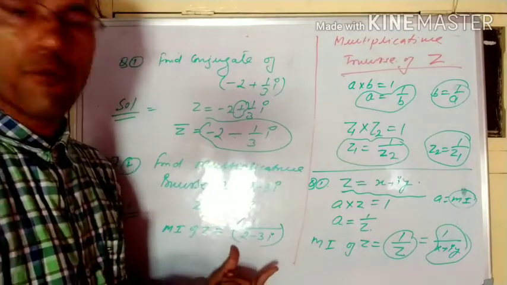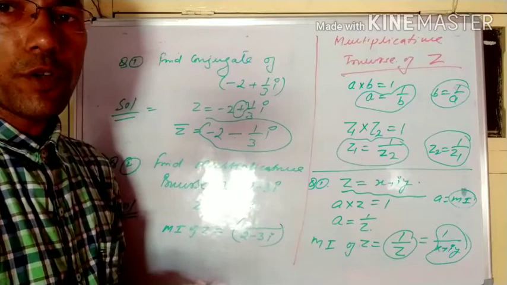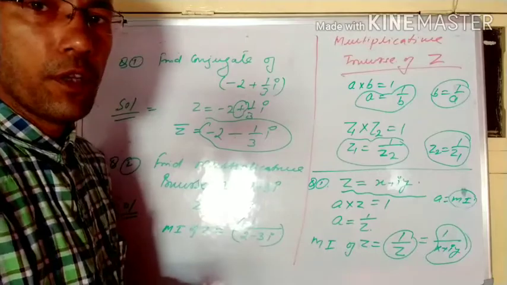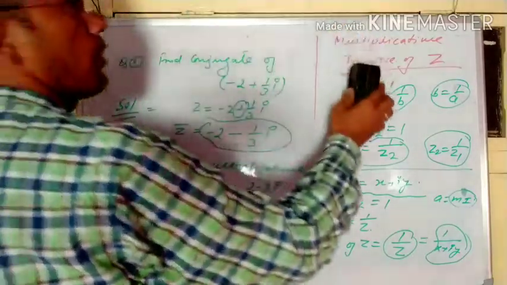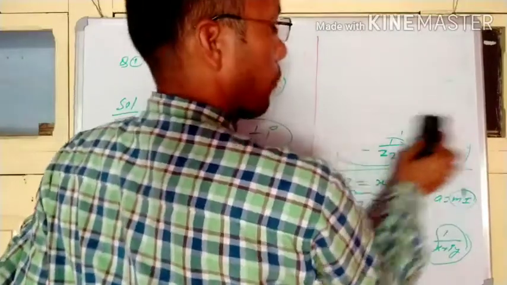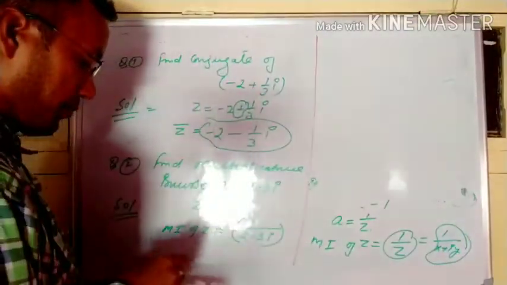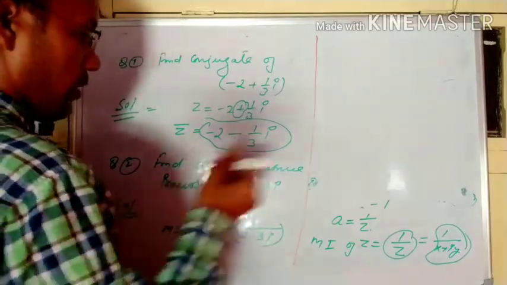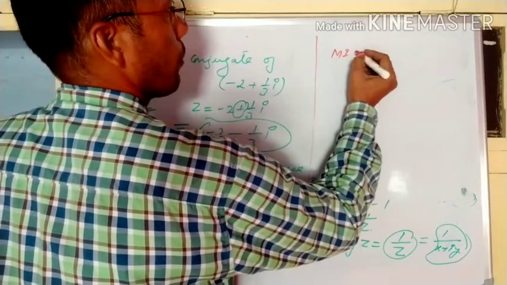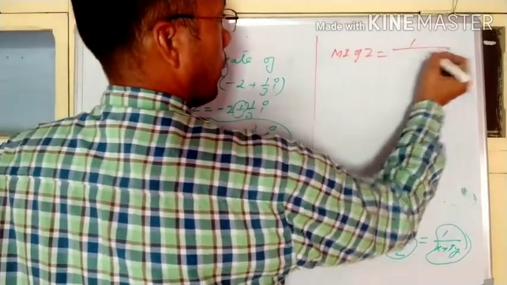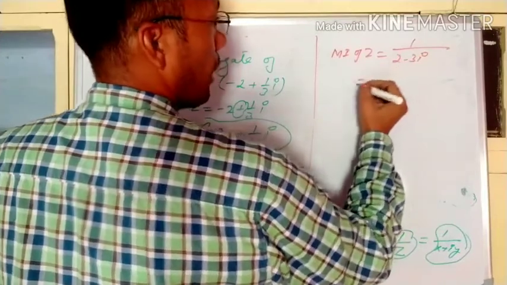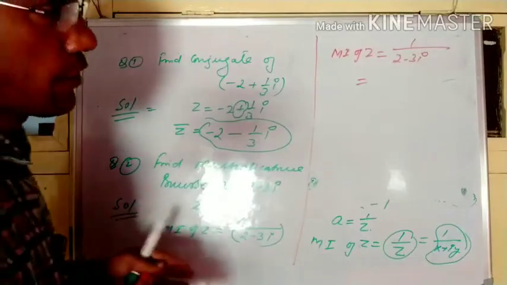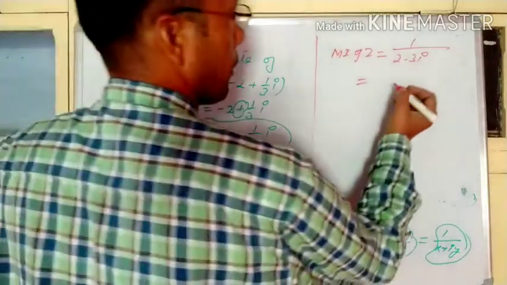That means it is not in the form of x plus iota y. So what should I write so that it will be in the form of a plus iota b, or x plus iota y? Here, the multiplicative inverse of Z is equal to 1 upon 2 minus 3 iota, and we have to multiply this one by its conjugate on the denominator. This is on the denominator, right?